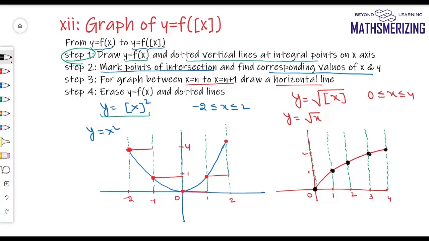Now when x is 1, y is 1. When x is 2, y is root 2. When x is 3, y is root 3. And when x is 4, y is 2. So now, in between n and n plus 1, draw a horizontal line. So I'll draw a horizontal line. The graph which I have drawn in black represents the graph of the square root of the greatest integer function of x.